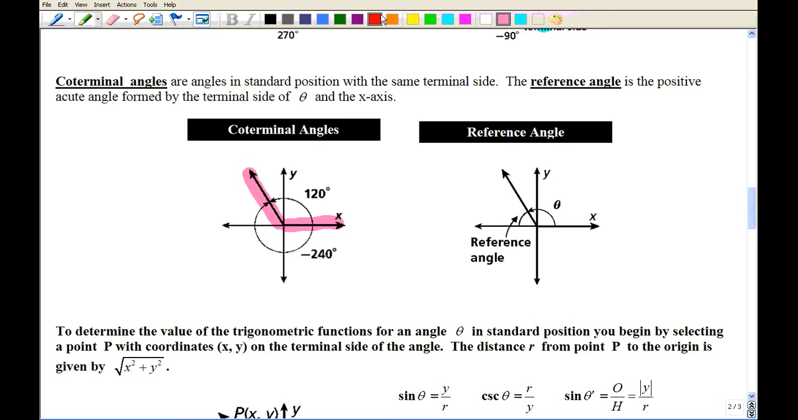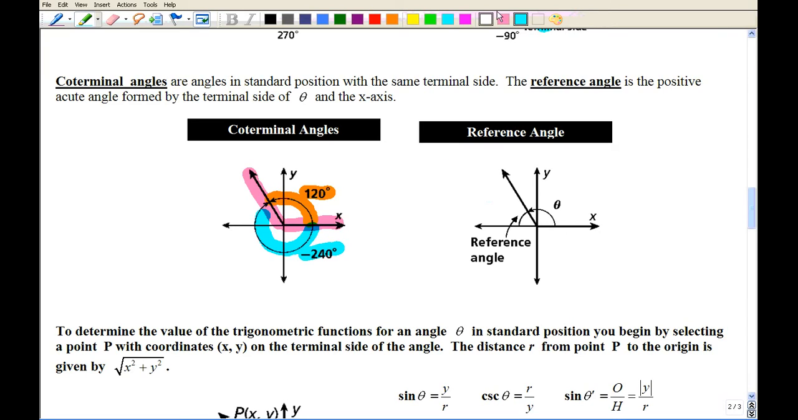If we were to go in the positive rotation, then that would be 120 degrees. But if we went with the negative rotation going clockwise, we're going all the way around, negative 240 degrees. So 120 and negative 240 degrees, depending on which way you're going, will give you the same initial side and terminal side. It just depends on which way you rotate it to get there. So 120 and negative 240 are coterminal angles.